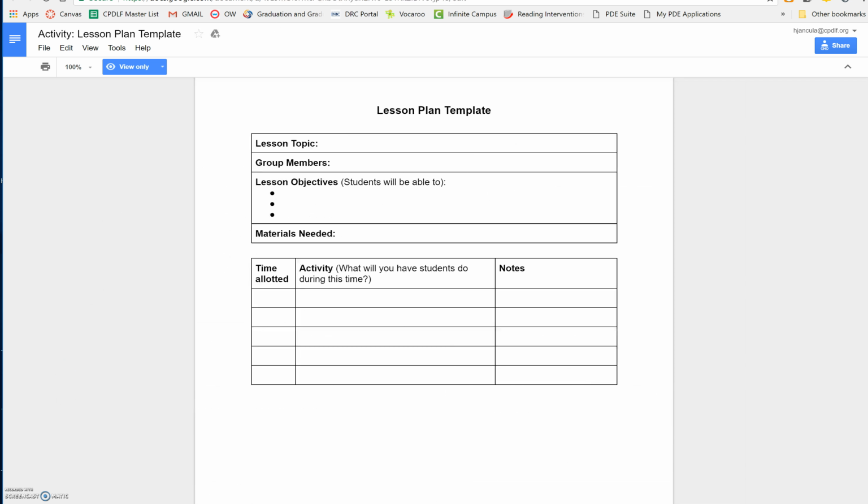Okay, here's your lesson plan template. So you'd put in the lesson topic, your name, and if there's anyone else, some objectives, what do you want people to get out of this? The students will be able to tell me about the Tang Society in terms of economics or whatever, the materials that you need, and then about how much time do you think you're going to need to present it.